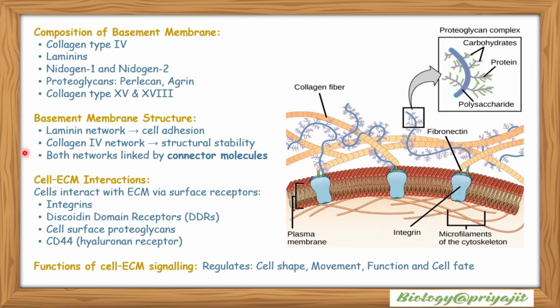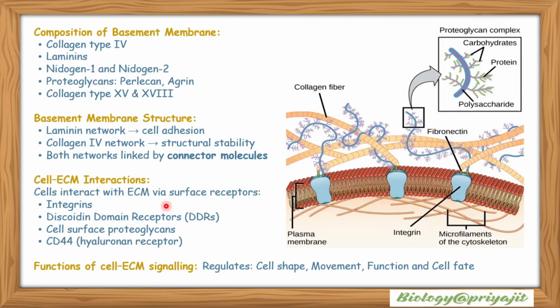Basement membrane structure. The laminin network is found in cell adhesion. The collagen 4 network is responsible for structural stability. Both networks, that means the laminin and collagen 4 networks, are linked by connector molecules. So, what is the cell-ECM interaction?